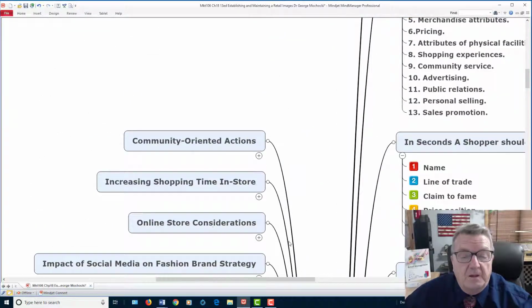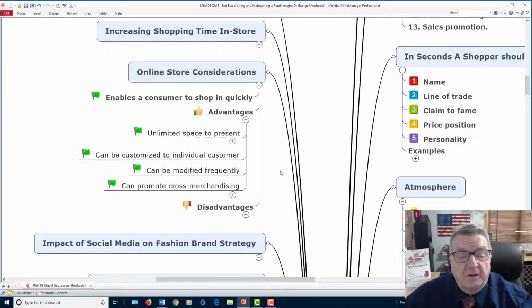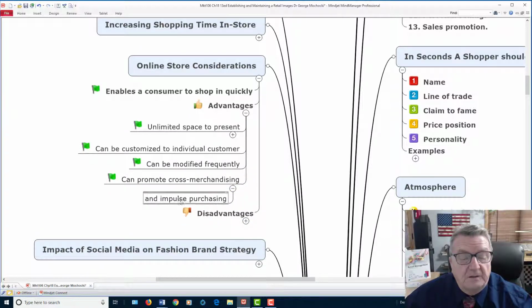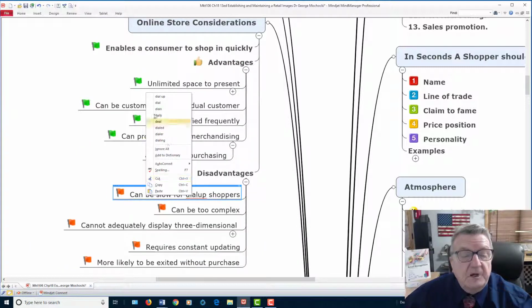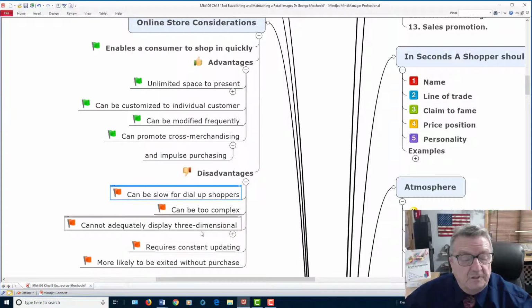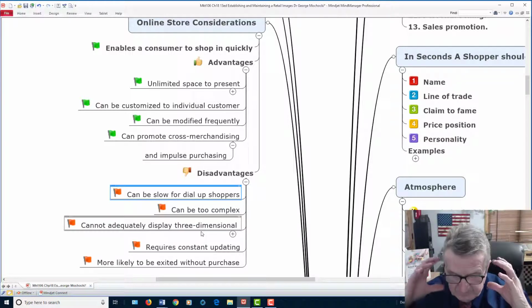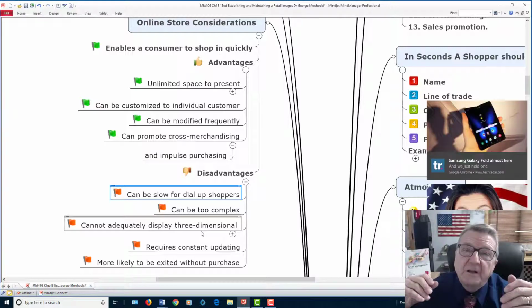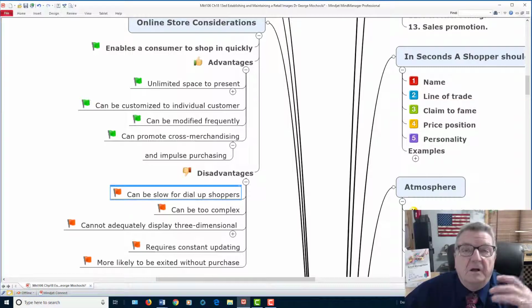Okay. All right, so what do we have? Online consideration. Again, you're looking to enable customers to look quickly, and unlimited space. Can be modified frequently, so you have some impulse buying. Disadvantages, basically dial-up shoppers. Okay. You can't see three-dimensional, but things are changing, because if you look at now, you have the virtual reality. You could actually have the headsets tied in for your online shopping, so you'll be able to see, for lack of better words, how the thing would look.